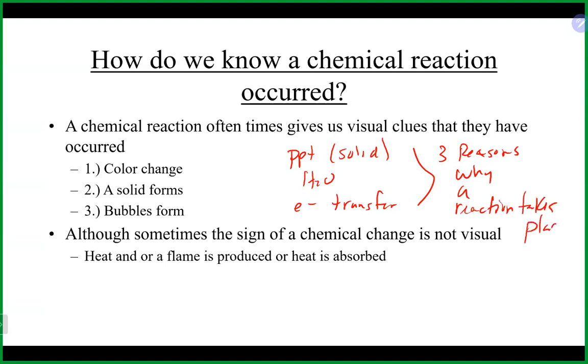So as we'll talk about in the next chapter, which is a continuation of this about types of reactions, what we'll see is pretty much all reactions boil down to one of those three things happening: either a solid being formed, water being formed, or some type of electrons being transferred. So pretty much every single reaction, one of those three things is basically happening. And that's really the basis for why a reaction is taking place.